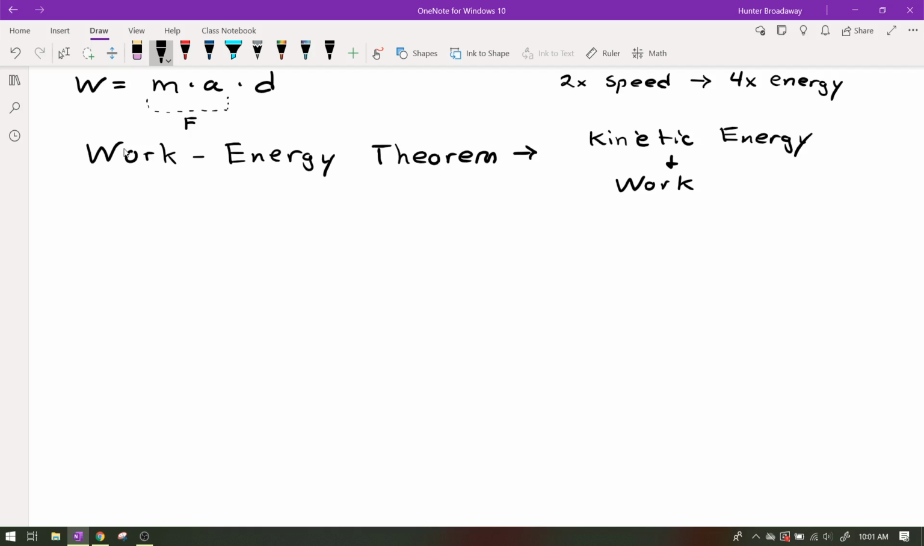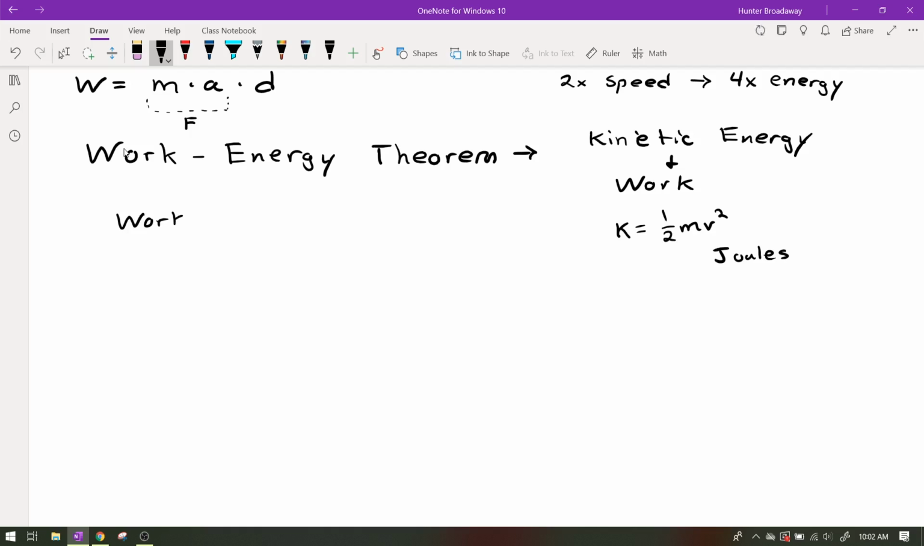So the kinetic energy, if we write that out, capital K is equal to 1/2 mv squared, and that is an energy measurement in joules. Just like work is measured in joules too. And here's how this works, no pun intended, because it's the work energy theorem: the amount of work done is going to equal the change in kinetic energy.